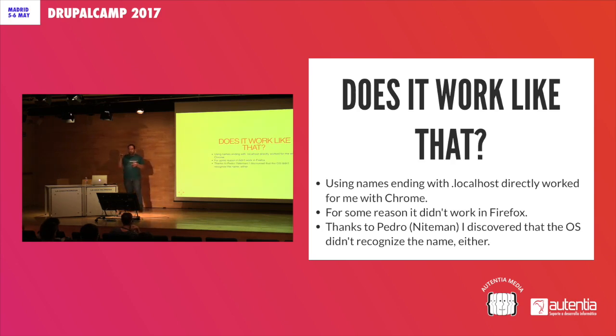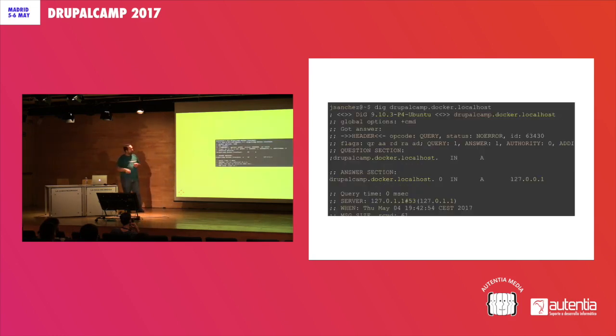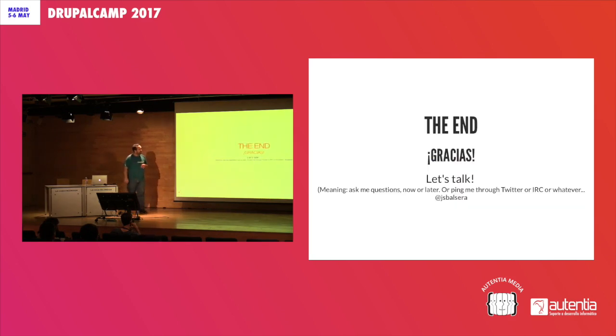So thanks to Pedro, he told me that there is something that is called dnsmasq, where you can add a rule and you can say, hey, everything that ends in .docker.localhost or whatever you want, please know that it's localhost. And then I added the file to the network manager configuration, I restarted, and everything worked fine. Okay, so with dig, you see that you get the answer. And that's all. Maybe I was too fast.